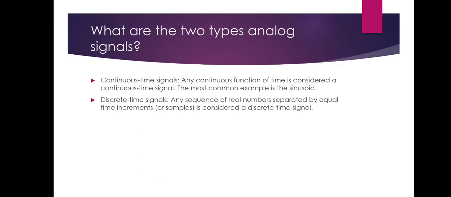What are the two types of analog signals? Continuous time signal and discrete time signal. An analog function that is a continuous function of time is considered a continuous time signal. It moves continuously according to the function. The most common example is sinusoidal. A discrete time signal is a sequence of real numbers separated by equal time increments.